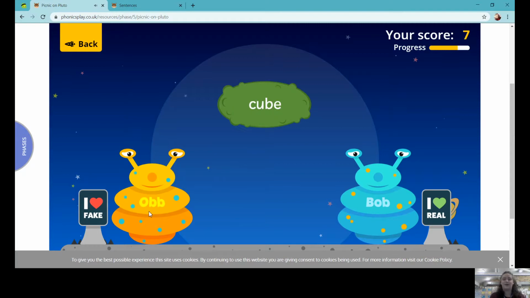Okay, reading the next word on the board, off you go. Brilliant. Cube. Is cube a real word or a nonsense word? That's right, it's a real word. It's a shape.